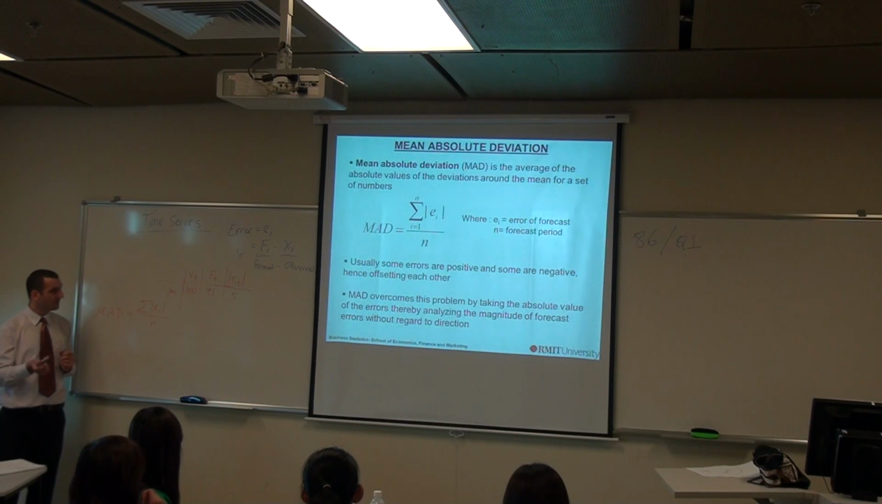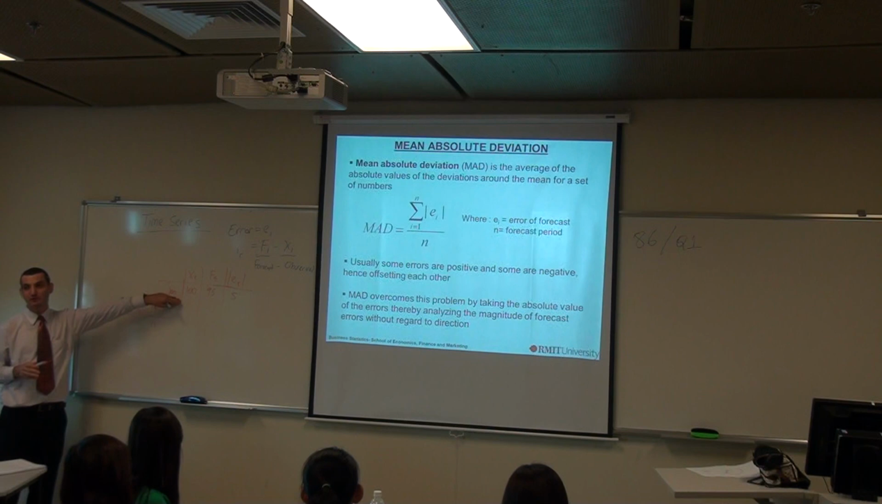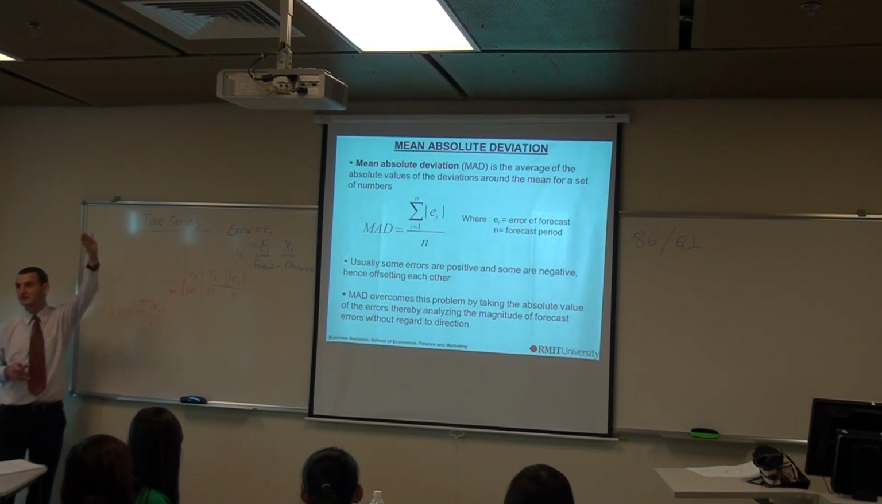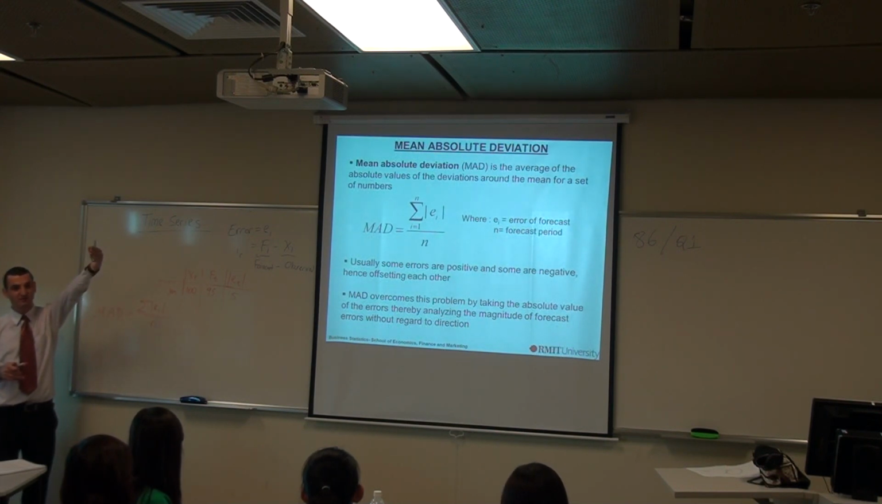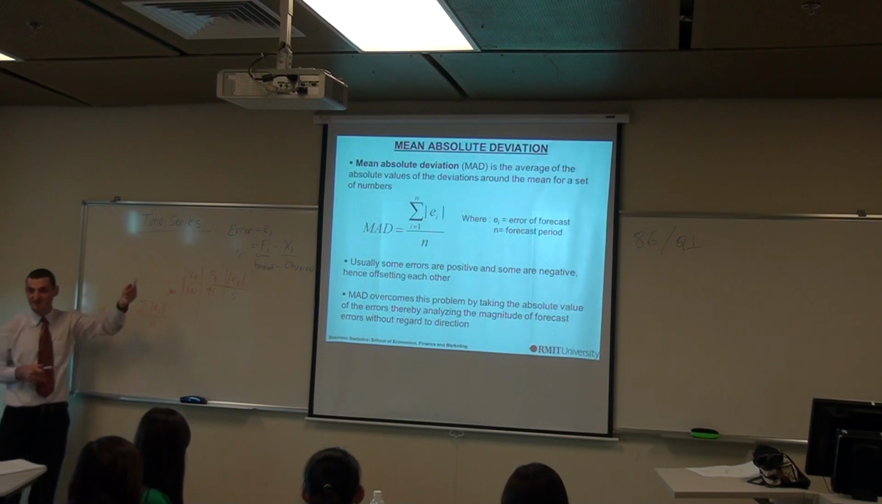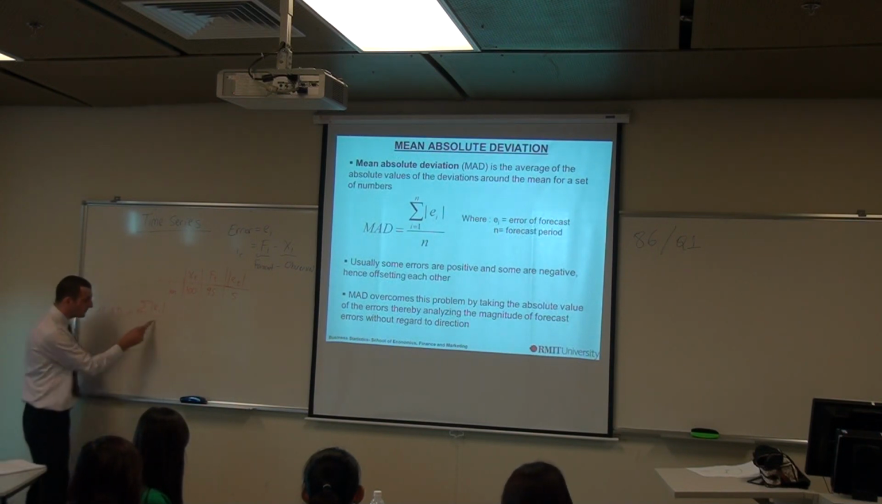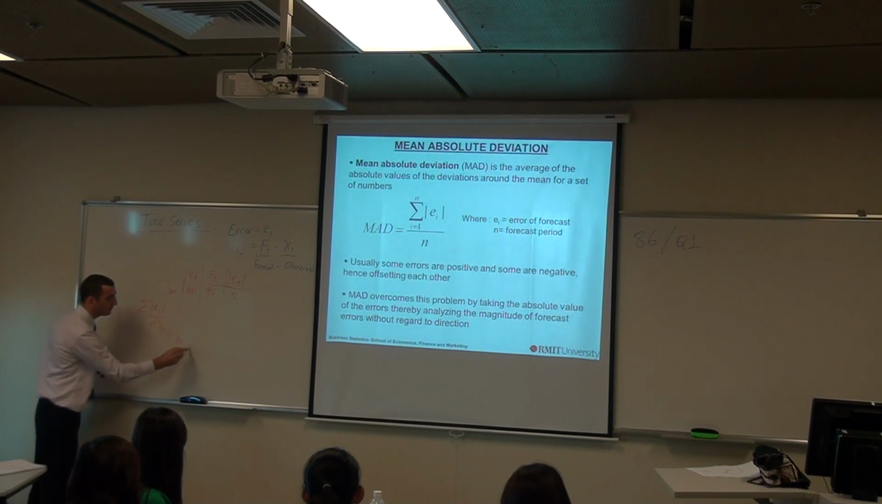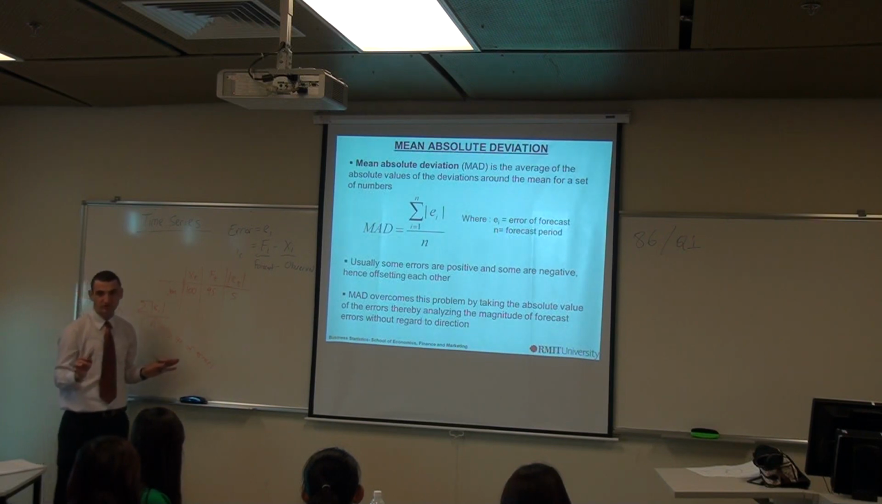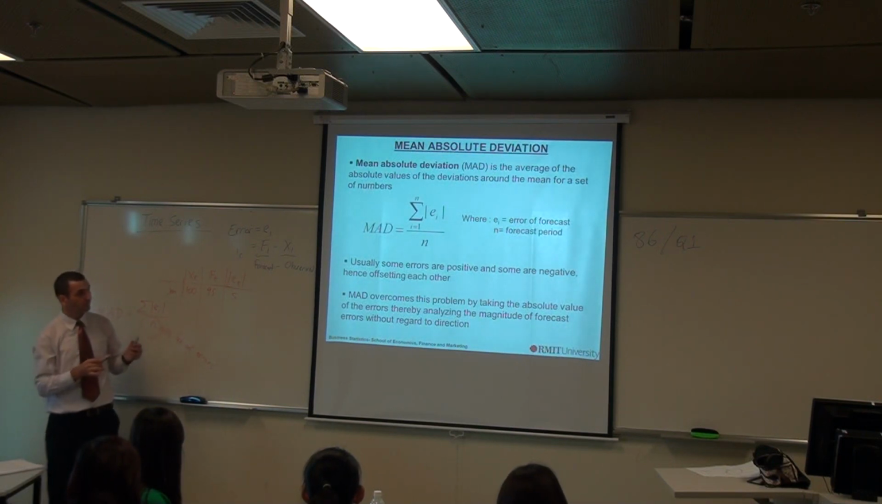Your errors are sometimes one level or two levels less than the number of observations because you don't have data yet for next month, so you might have less information. So be careful here. This is the number of errors, not the number of observations or number of forecasts.